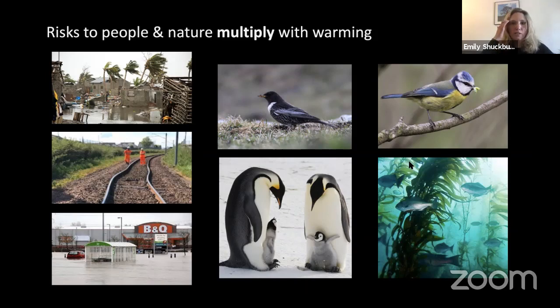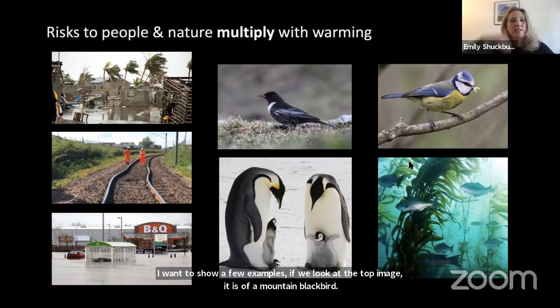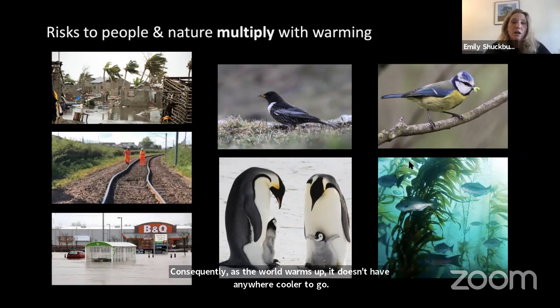So if we look at the middle images there, the top image is of a mountain blackbird, a ring ouzel, and it's an example of a species which already lives at high altitudes in cool habitats, and consequently, as the world warms up, it doesn't really have anywhere cooler to be able to go, and it's a risk. It's a British bird species. It's a risk of becoming extinct within the British Isles if climate change continues to increase.